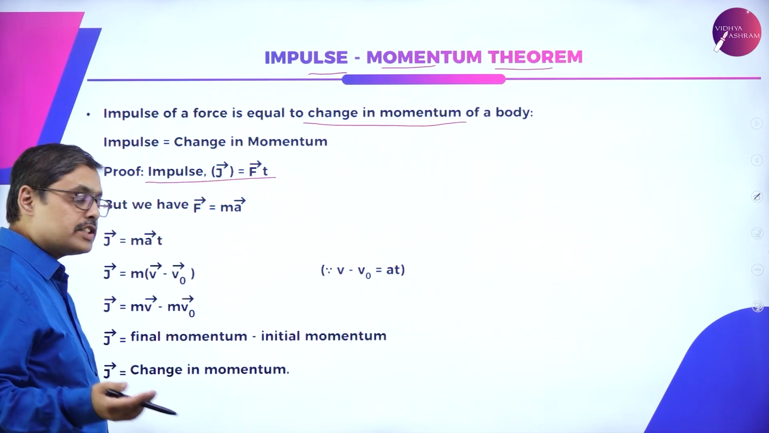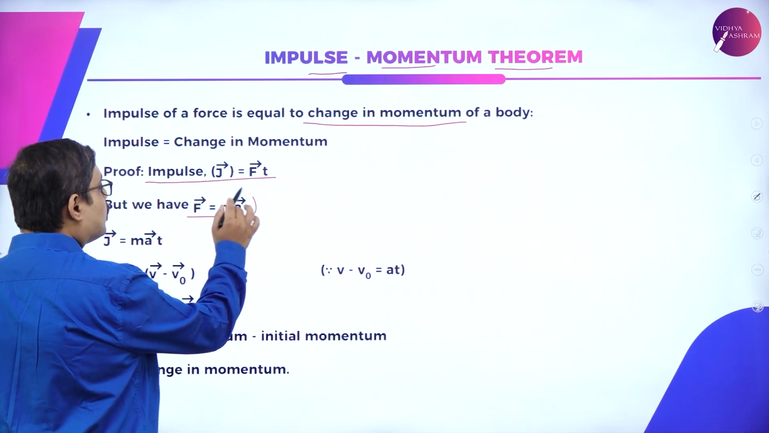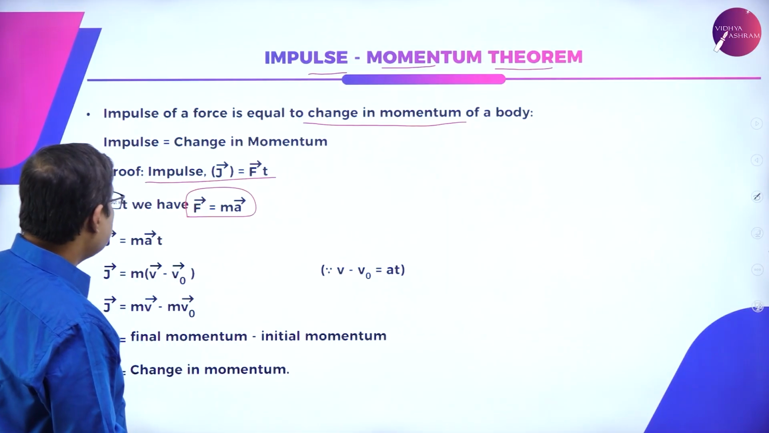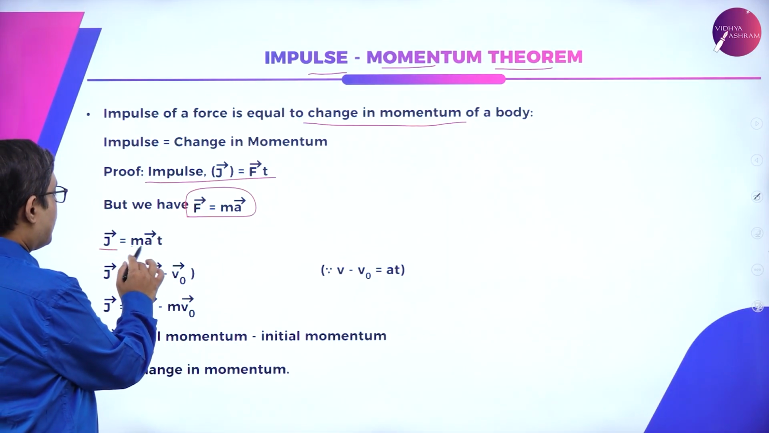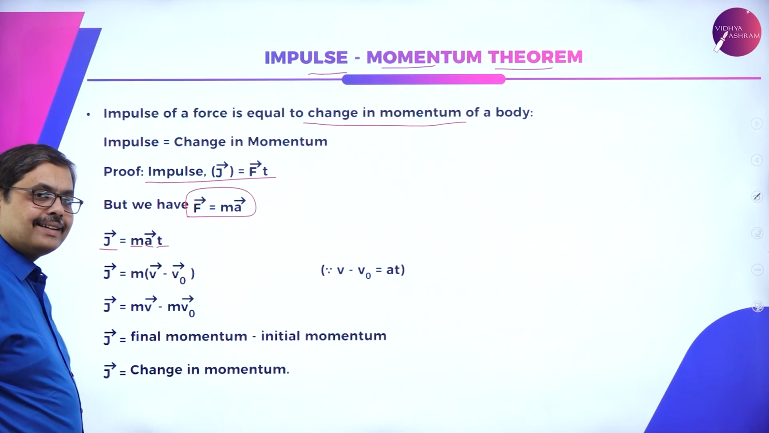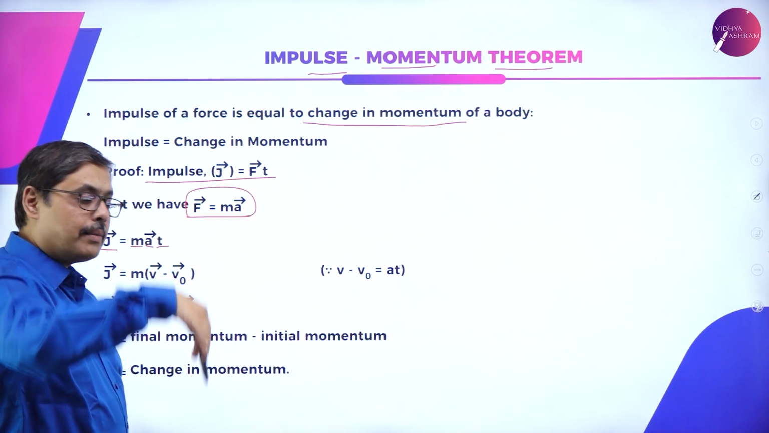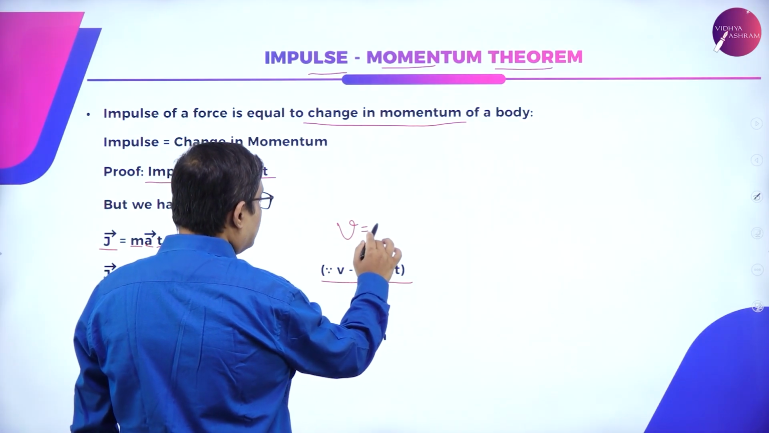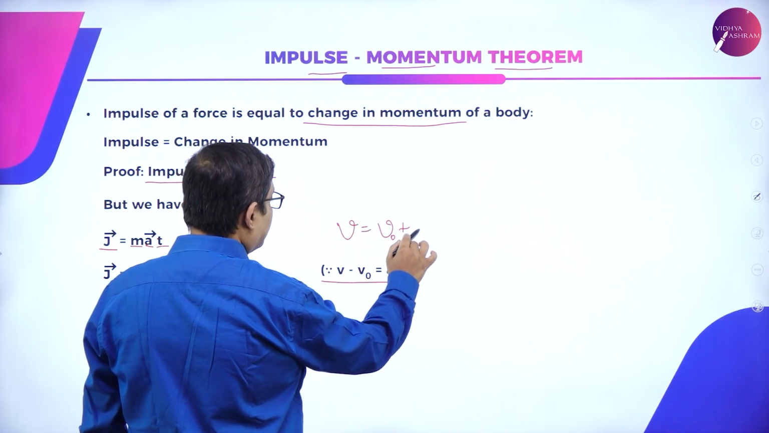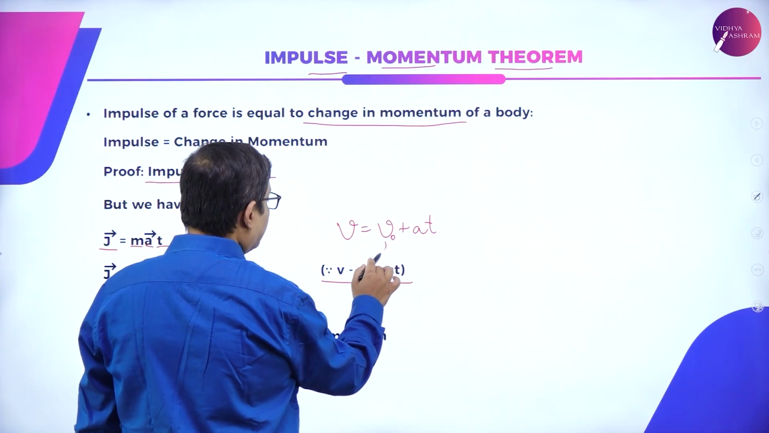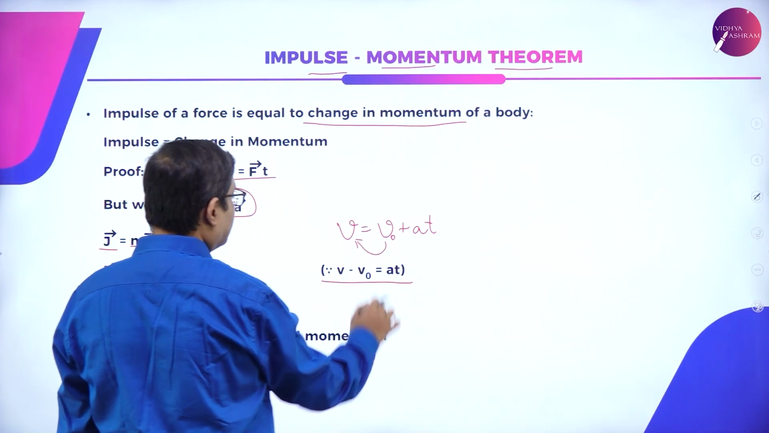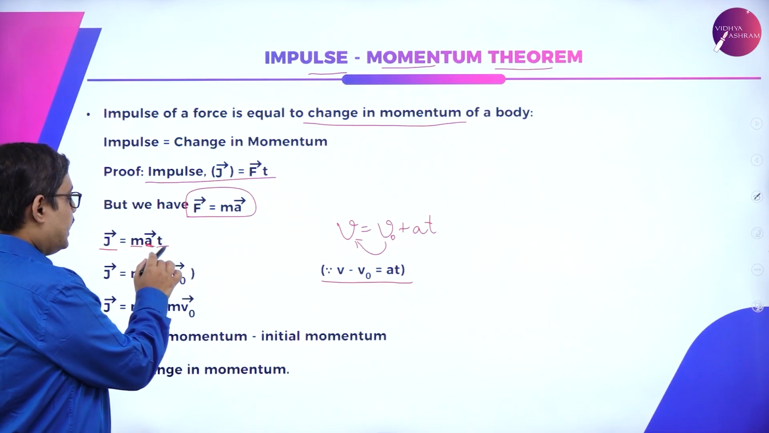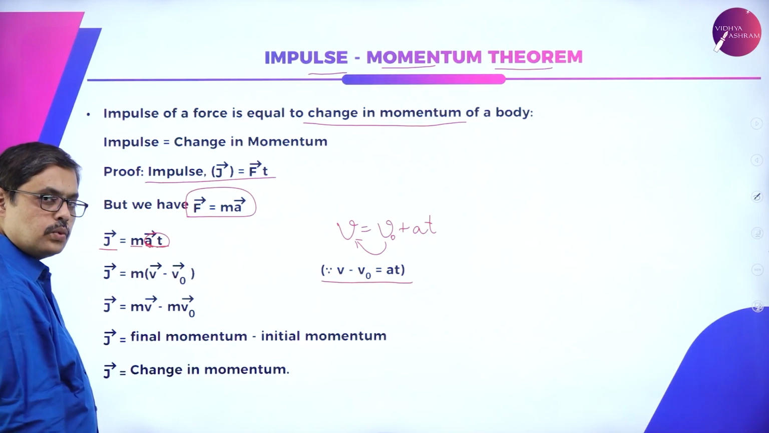But we also understand that force is equal to mass into acceleration. So what is impulse now? Impulse is equal to mass into acceleration into time. Go back to kinematic equations. V is equal to V naught plus AT. I am moving this V naught towards the left side, so I get V minus V naught as AT. So I replace this AT by V minus V naught.